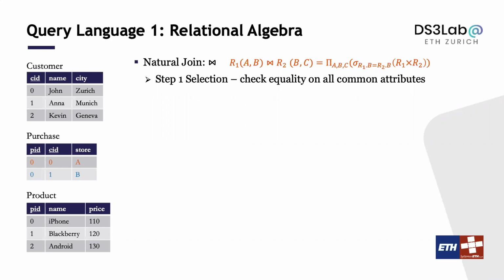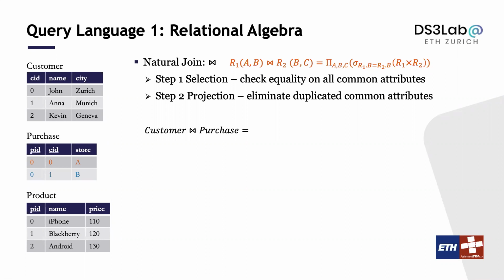So if you look at this, it usually proceeds in two steps. You have a selection step, which checks equality on all the common attributes between these two relations. And then it does the projection to eliminate duplicate common attributes. So let's look at one example, okay?